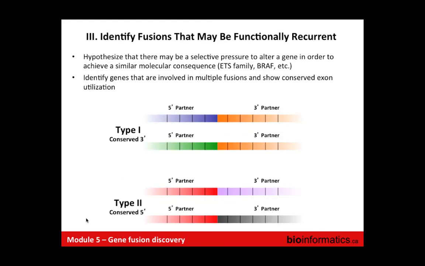A third way of prioritizing your fusions is to look at the predicted functional effect, or see if they're functionally recurrent. So if there's selective pressure to alter a gene in order to achieve a similar consequence, you might see that same gene being a participant in fusions again and again. So you'll see the same 3' partner appearing with different 5' partners, because the main thing is maybe these are various genes where it's just the regulatory elements being attached, and the main thing is upregulation of this 3' partner gene. And you tend to see that, like you'll see a lot of BRAF fusions where BRAF is being fused and upregulated by all kinds of different 5' partners. And the same can occur at the other end, where you have overrepresentation of a 5' partner with different 3' partners. So that can be another clue of the functionality of a fusion, and therefore make it higher priority.